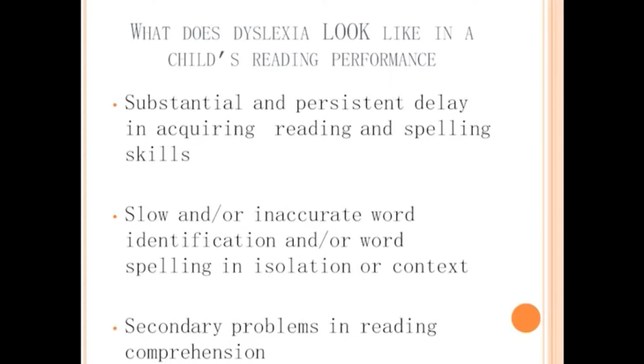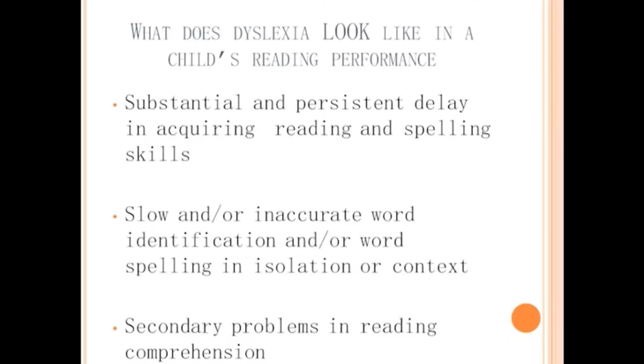Tim makes far more mistakes in reading than his chronological age peers, both in reading lists of words or reading connected text. He makes more mistakes in spelling as well. So we see inaccurate word identification and inaccurate word spelling. We see inaccurate word identification in lists of words or in reading text.